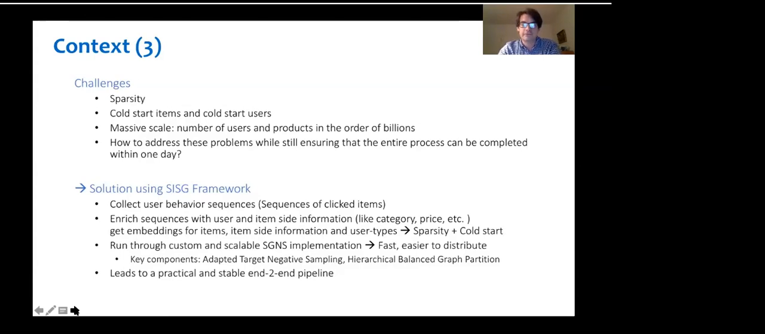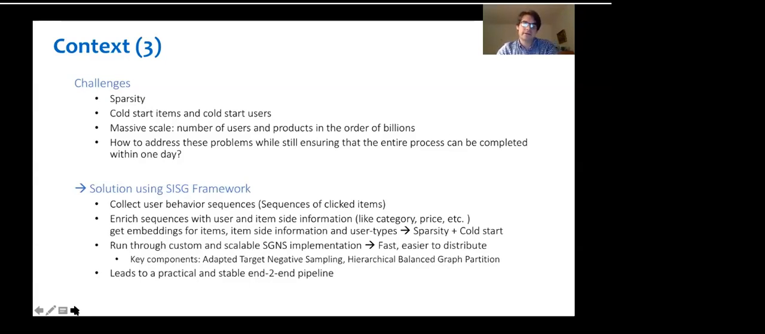To add site information and address sparsity and cold start, we enrich these sequences with user and site information, and then we run it through a relatively standard word-to-vec kind of process to get the embeddings. So in our case, we actually developed a custom and scalable SGNS implementation, which is able to deal with the scale at hand.